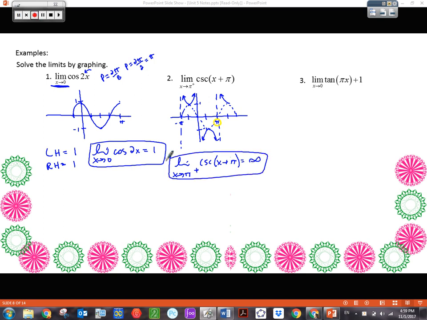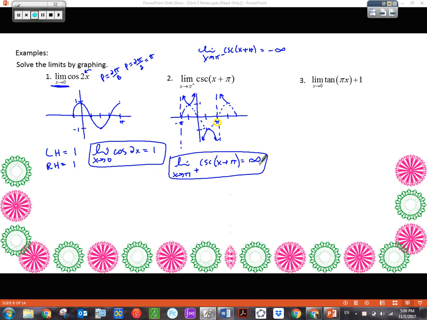Now, what do you think would happen if they asked for the left-sided limit? What do you think would happen there? If they asked for the limit as x approaches pi from the left of cosecant of x plus pi, what do you think that would be? So let's look. We're coming from the left. We're attaching ourselves to the curve. We're coming from the left, our x values are headed towards pi, but we're coming from the left. That would make us go to negative infinity, wouldn't it? That would be negative infinity.